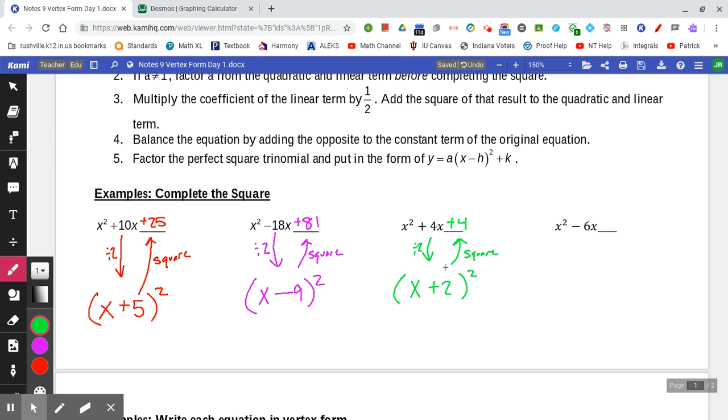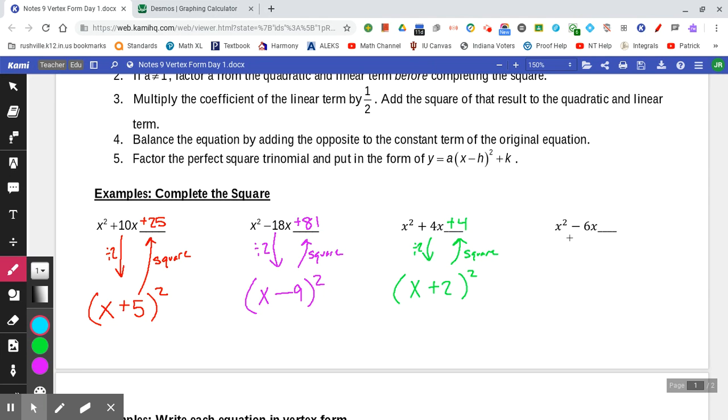And you can double check these. You can pause the video. You can take the trinomial and factor it down, and you should get this. Or you can take this factored form and expand it, and you should get this trinomial. These are equivalent expressions. It's just one's written out more in the standard form, and one's written out in this vertex form.